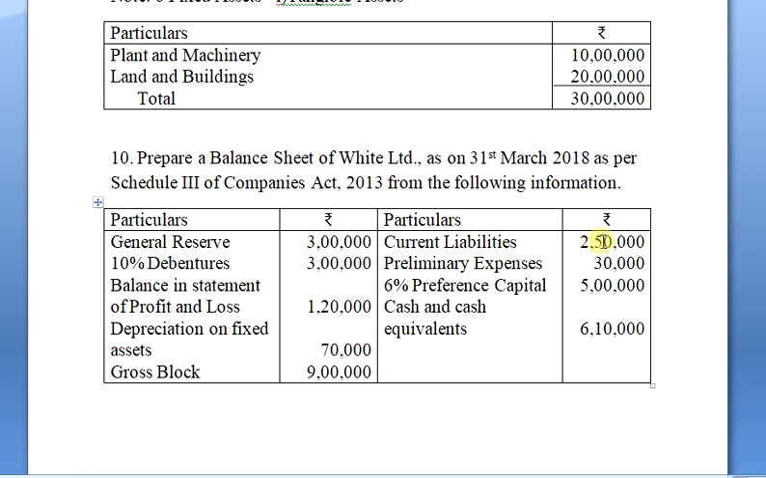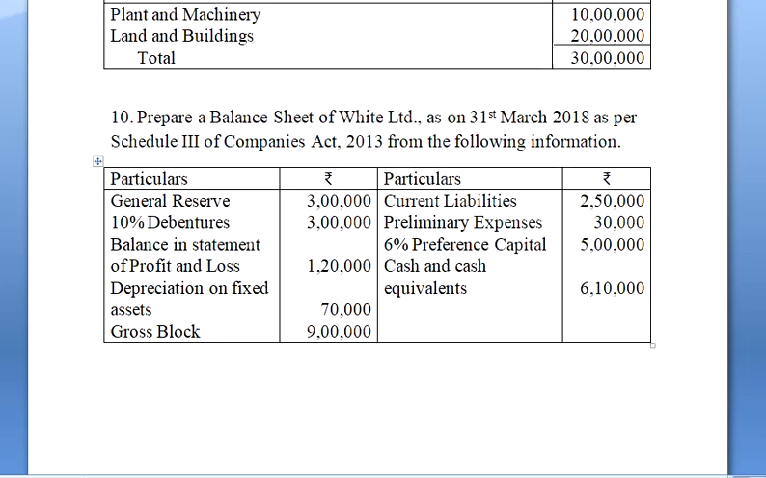Current liabilities will be coming as it is. They are given 2,50,000. It's easy. It will be coming under the current liabilities head itself. Preliminary expenses will be coming under the asset side, other non-current assets we can take it. Other non-current assets 30,000. 6% preference share capital will be coming under share capital, shareholders fund. Cash and cash equivalents will be coming under the current assets, amount of rupees 6,10,000.